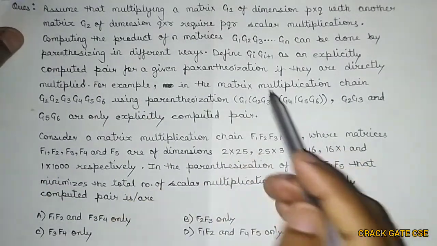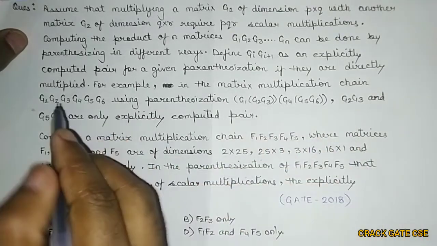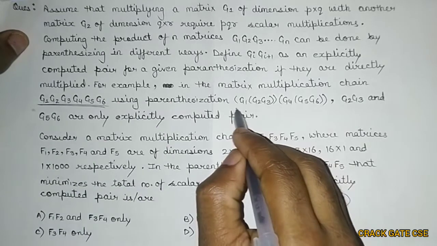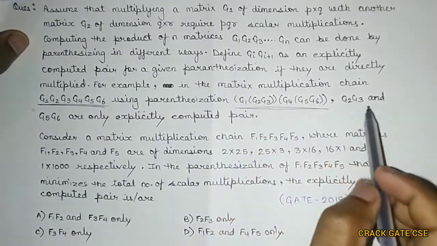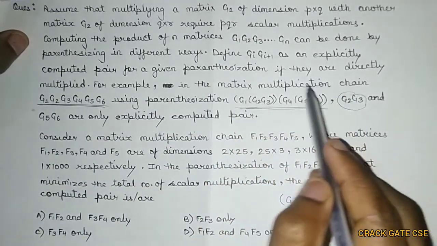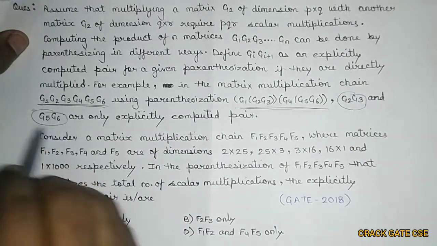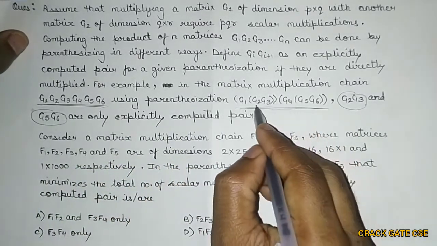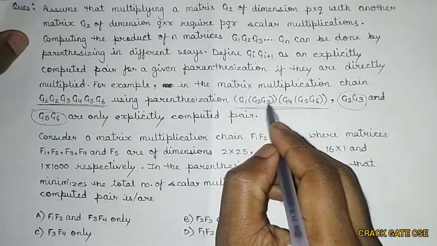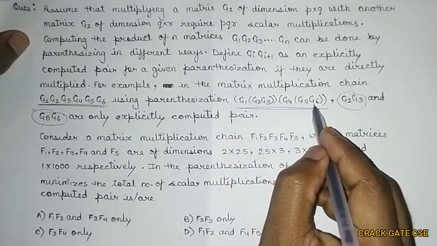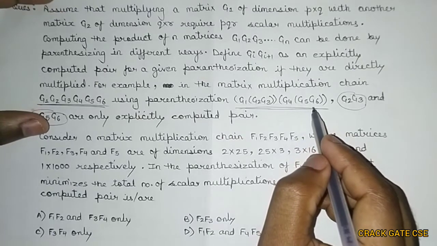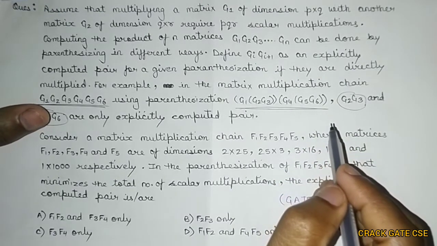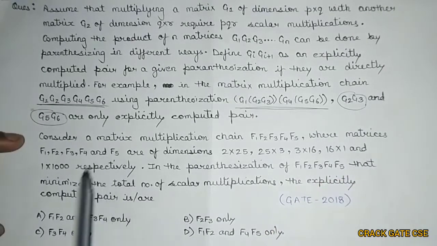For example, in the matrix multiplication chain, this is the chain given, and this is the parenthesization given. So he told that G2 and G3, and G5 and G6 are the only explicitly computed pairs, because G2 and G3 are multiplied together, and G5 and G6 are multiplied together. So this gives you the definition of an explicitly computed pair. Now the actual question starts.